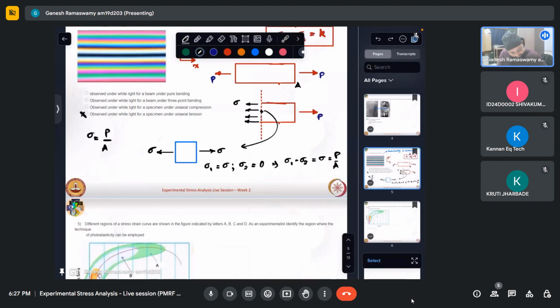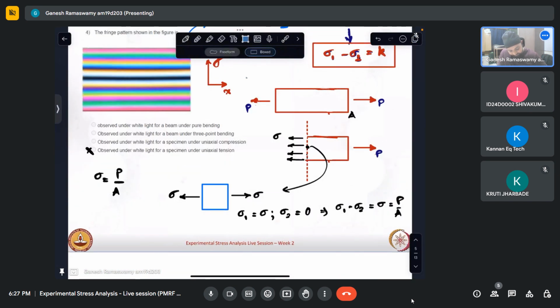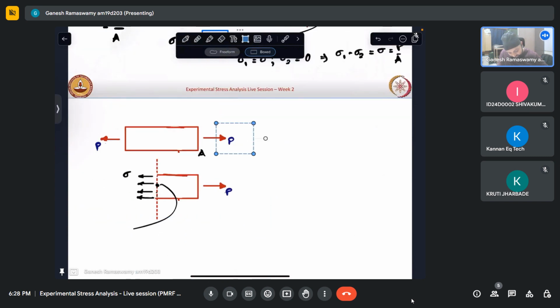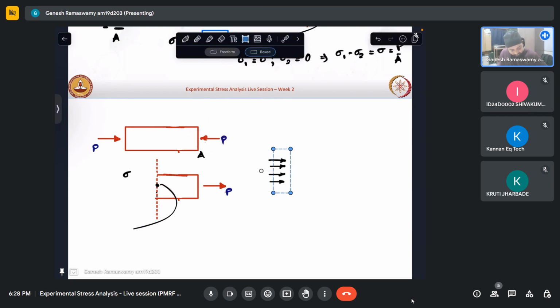Instead, why don't I draw it? In fact, if this is the case, now what I have done, I have just flipped it. So let this be A, and I apply it with a force P. So this gets reversed, and so does this.